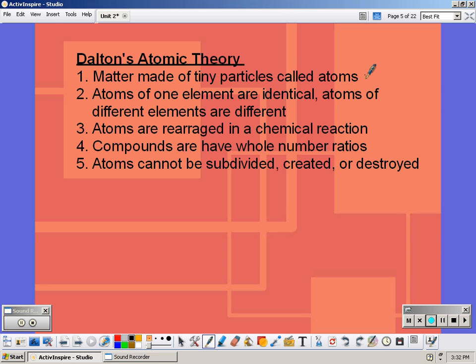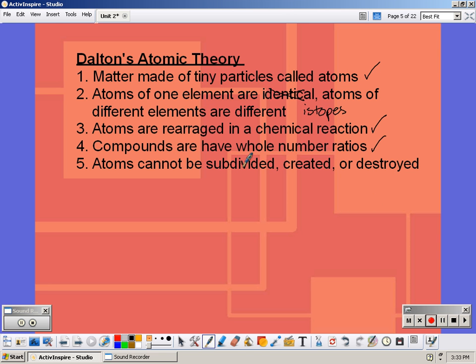We still believe that today. Atoms of one element are identical. Atoms of different elements are different. Well, we don't really believe the identical part anymore, and that's because of isotopes. So you can have atoms of the same element with different masses, so they're not identical. Atoms can be rearranged in chemical reactions. We believe that. Compounds have to be whole number ratios. We believe that. Atoms cannot be subdivided, created, or destroyed.